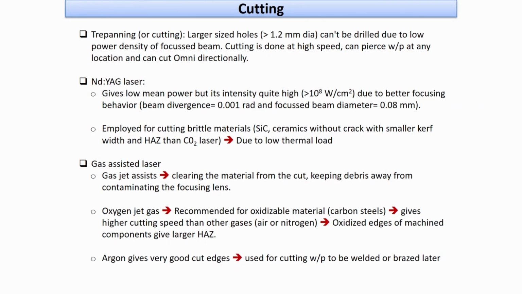So cutting is done at high speed. If you are doing the trepanning operation, you can pierce the workpiece at any location and can cut omnidirectionally. In any direction you can cut.